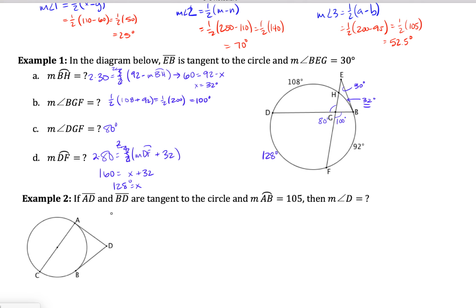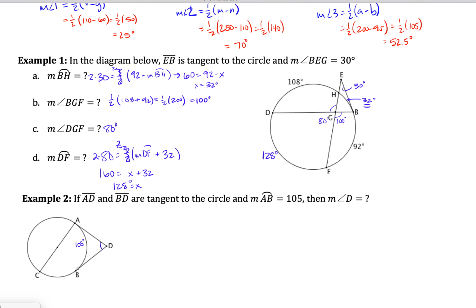Next up, we got example 2. It says if segment AD and BD are both tangent to the circle, and the measure of arc AB is 105, then what is angle D's measure? So let's go ahead and write in, we got 105 degrees right there. Now we know that that's one of the arcs intercepted by this angle formed by two tangents. The other arc would be arc ACB, this major arc right here.